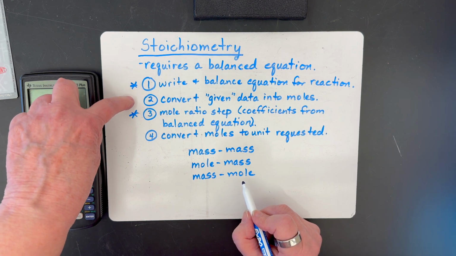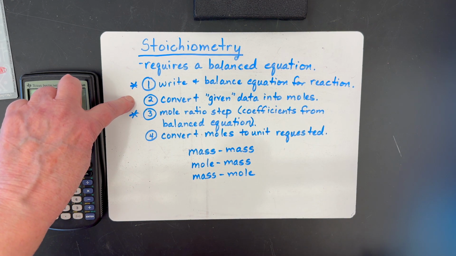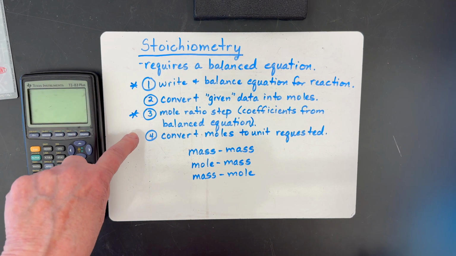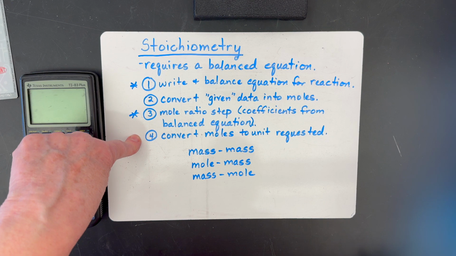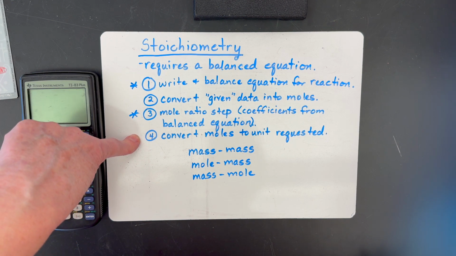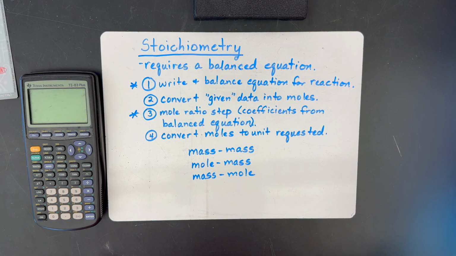So step 2 depends on what you're given. If you're given moles, you get to skip it. And step 4 depends on what you're asked for. If you're asked for moles, you get to skip it. Let's work some example problems.